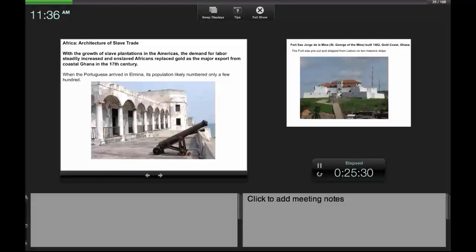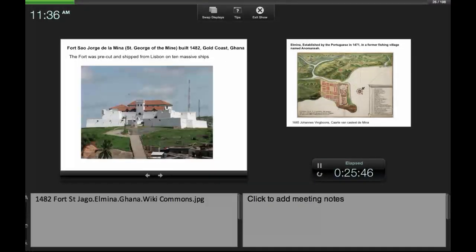They build a fort with imported material. It's probably the first prefab fort. They load stones onto a giant fleet. They build Fort Elmina. Elmina means the mine. So originally, this is for gold. Pre-cut, massive ships.